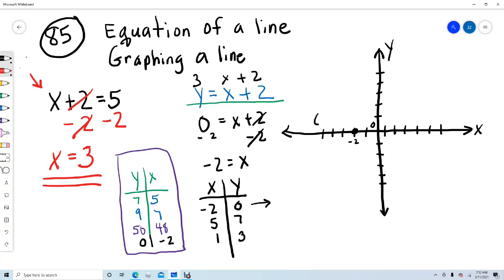That's -2, 0. Let's graph this one, 1, 3. 1, that's my horizontal value. I need to go out to +1. It's right here. And then I need to go up to 3. Let's count, 1, 2, 3. And that's where my point 1, 3 will be.